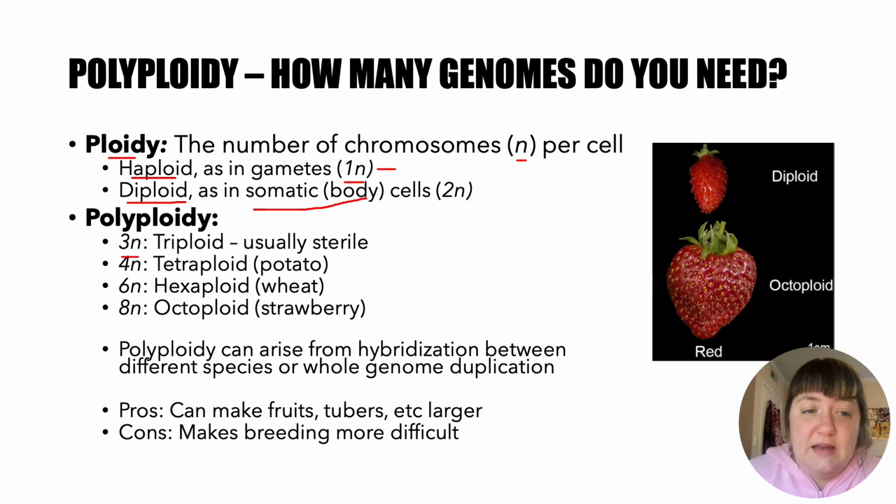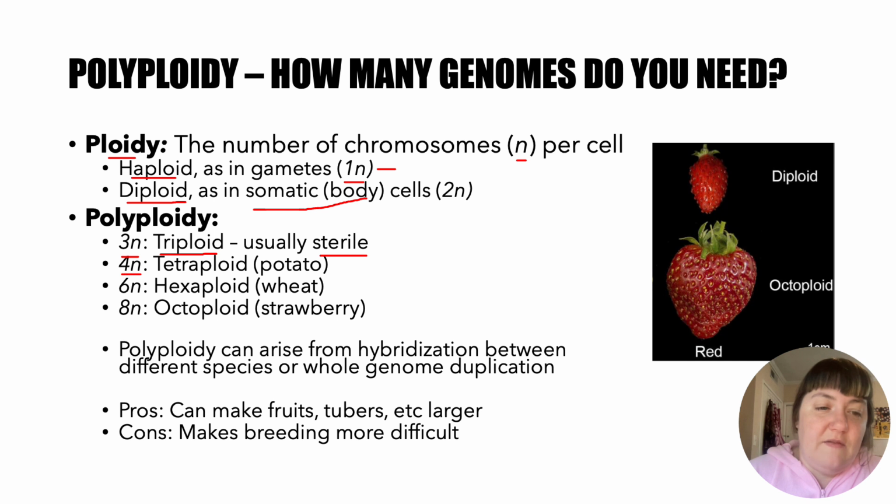So 3N would be triploid, and these are usually sterile because if you have 3 chromosomes, trying to come together during meiosis and split in the right amounts doesn't really happen accurately. But this can sometimes be advantageous because if it's sterile, it usually doesn't produce seeds. For example, the seedless watermelon is actually a triploid. But it can't be propagated by seeds, right?